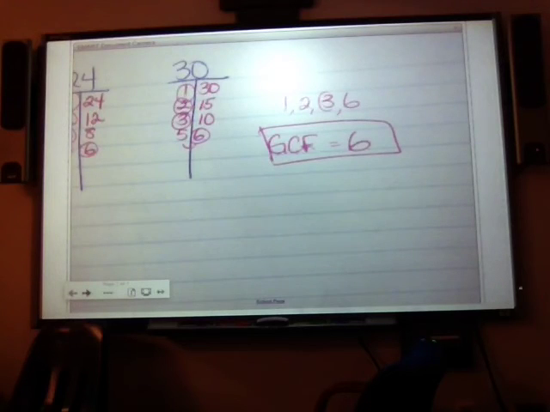Okay? Questions, comments, concerns? Again, have we done divisibility rules? Yes. Have we done factor T-charts? Yes. Now, all we're doing is putting 2 factor T-charts beside each other, and now we're finding what they have in common.